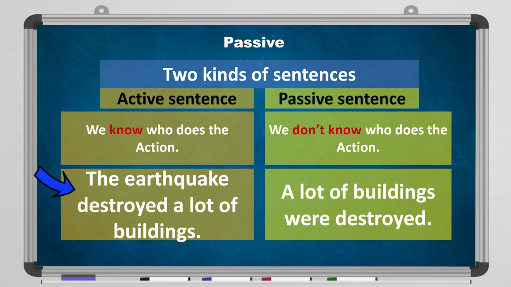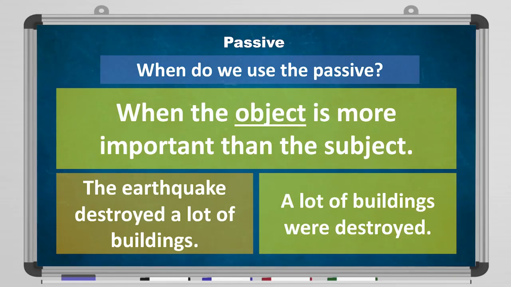The earthquake destroyed a lot of buildings. Now, this is an active sentence because we know who caused the buildings to be destroyed, okay? But in the passive sentence, we can see: a lot of buildings were destroyed. Now, when we read this sentence, we don't know who made this action. This is the difference between active sentences and passive sentences. Okay, the question is, when do we use the passive? We use the passive when the object is more important than the subject.